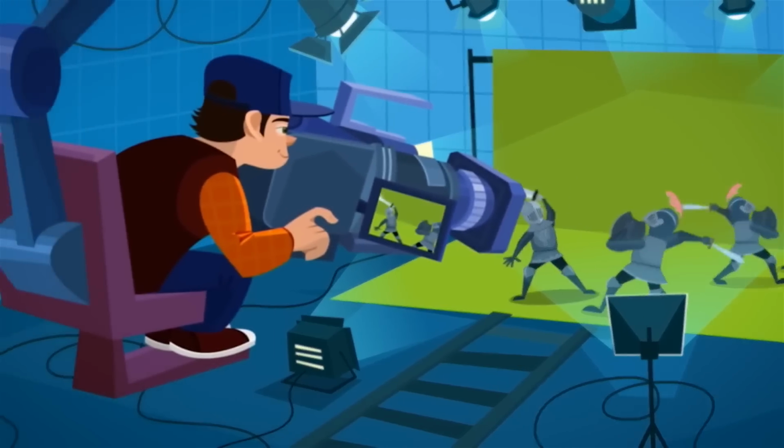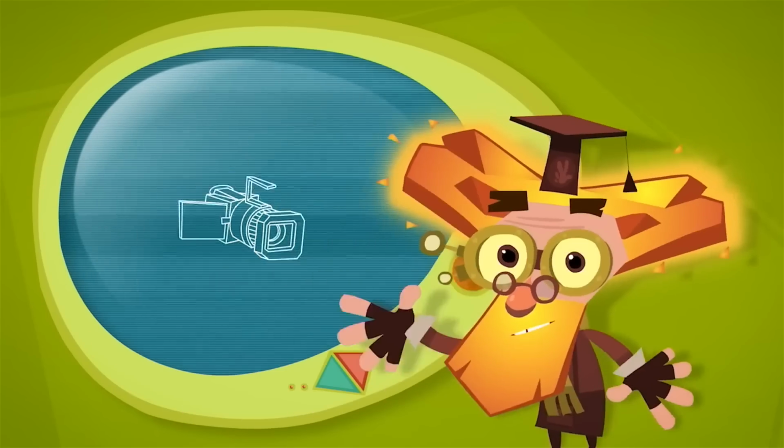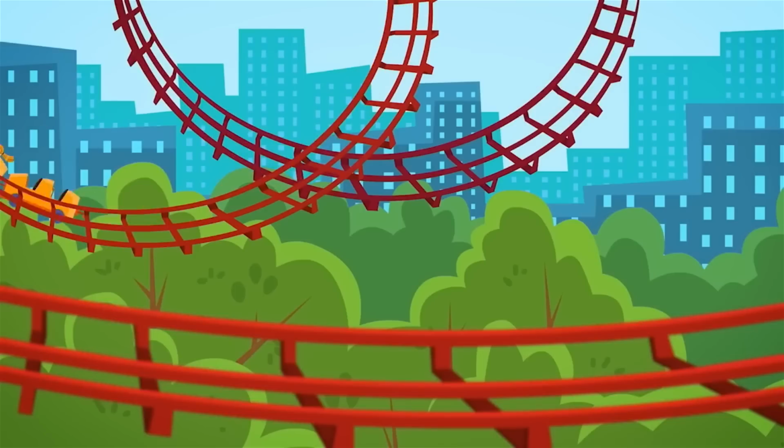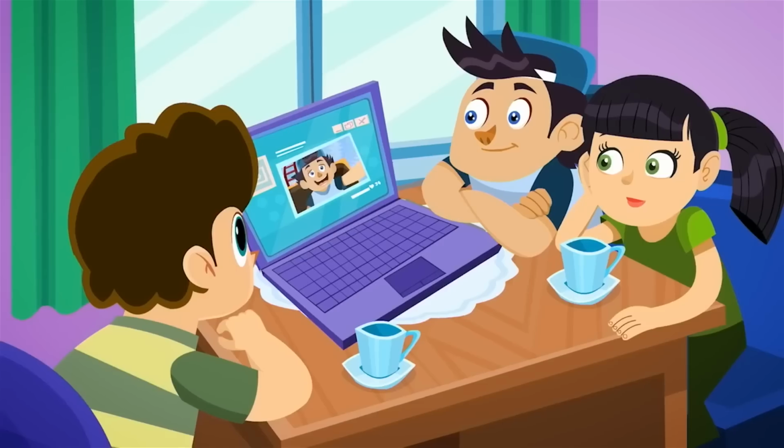Movies aren't shot on film anymore. They're made with digital cameras. Today, almost all phones and tablets come with digital cameras inside of them. This makes it easy for just about anybody to make their own movie and share it with their friends.